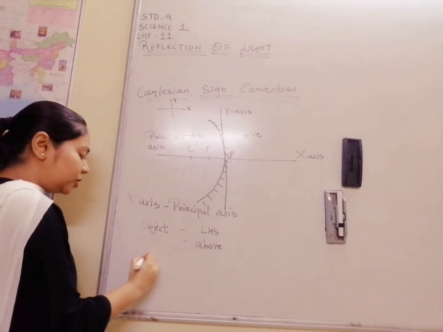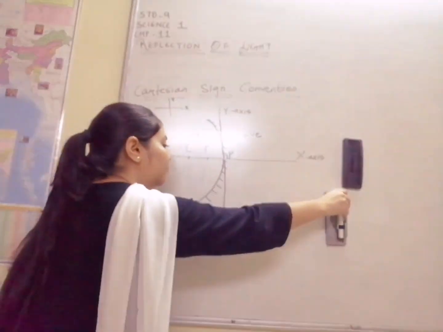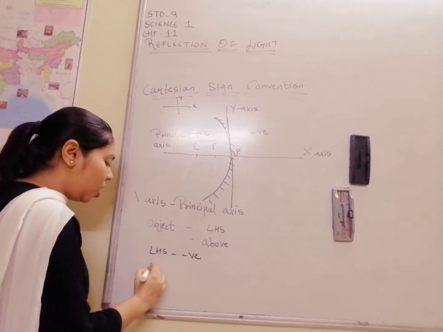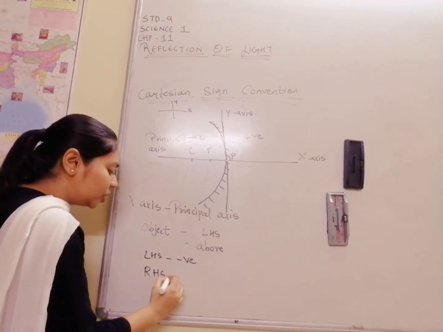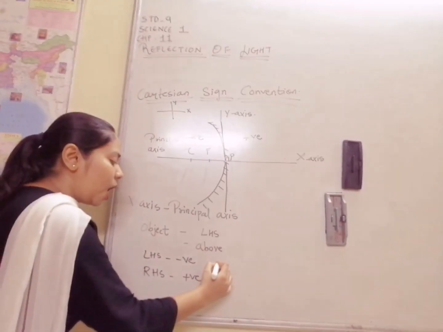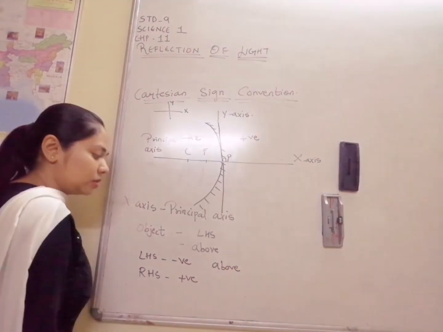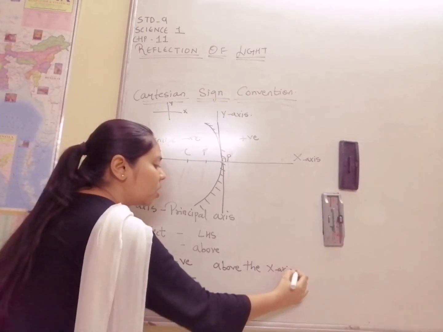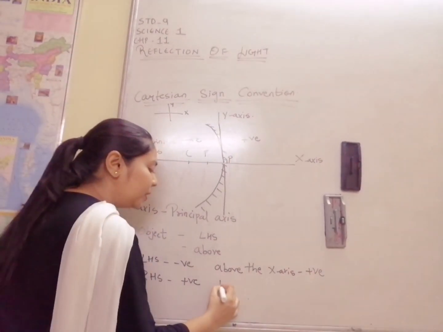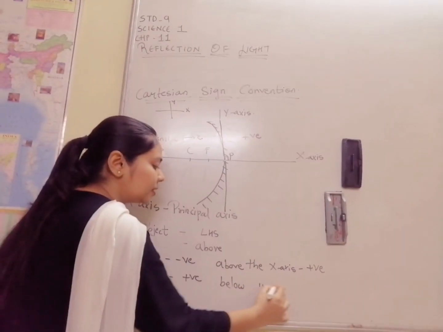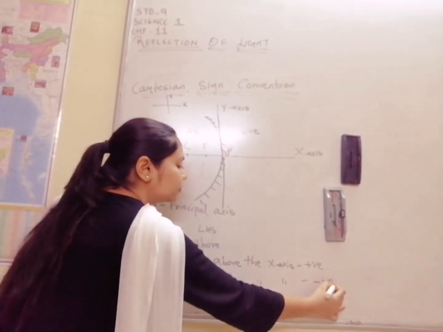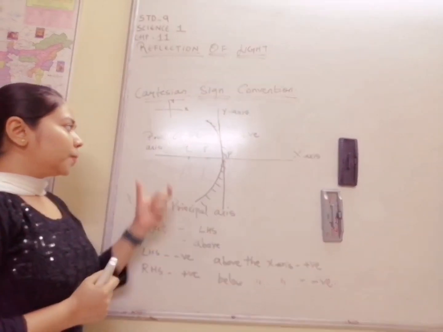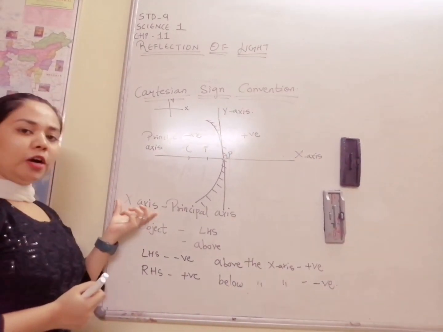So everything placed on the left hand side will be what? Negative. On the right hand side it will be positive. Above the principal axis, okay, above the x-axis or principal axis will be positive, and below the x-axis it will be negative. Okay, clear? So firstly what we did, the principal axis we took as our x-axis.